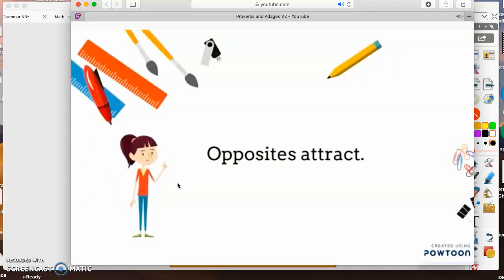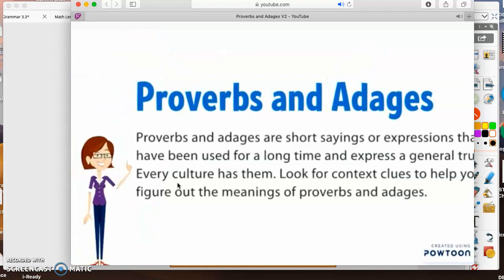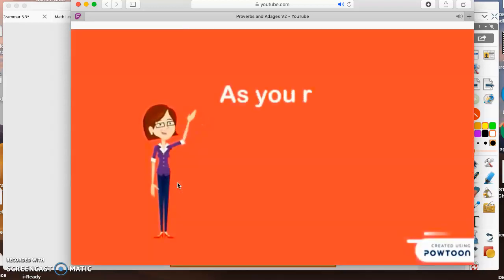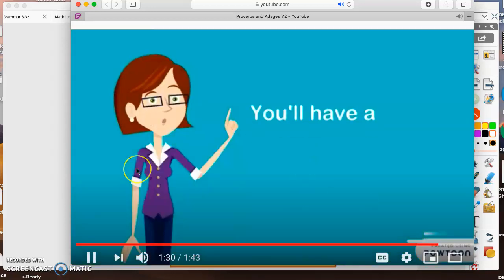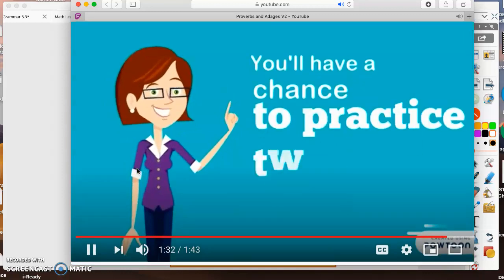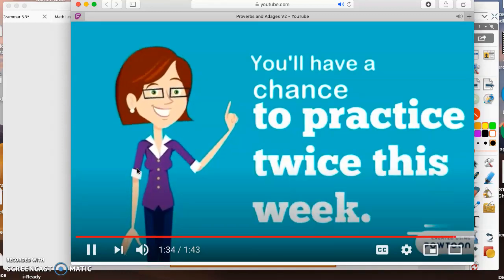Opposites attract. Wonders tells us that proverbs and adages are short sayings or expressions that have been used for a long time and express a general truth. Every culture has them. Look for context clues to help you figure out the meanings of proverbs and adages. As you read today, watch for proverbs and adages. You'll have a chance to practice twice this week.